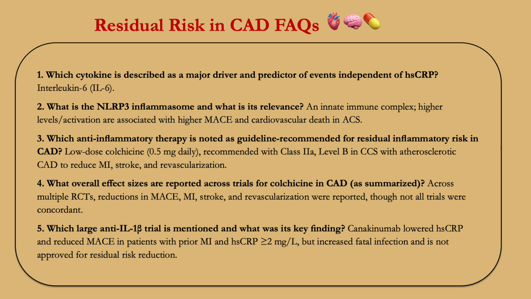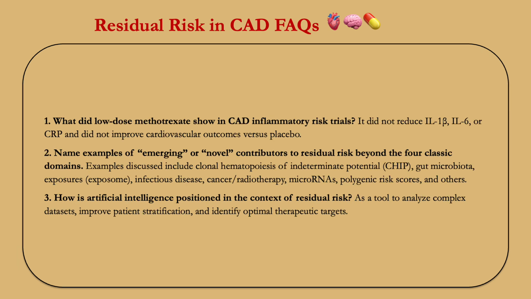Though not all trials were concordant, a large anti-IL-1 beta trial is mentioned. What is the key finding? Canakinumab lowered hsCRP and reduced MACE events in patients with prior MI and hsCRP equal to or greater than 2 milligrams per liter, but increased fatal infection and is not approved for residual risk reduction. What did low-dose methotrexate show in coronary artery disease inflammatory risk trials? It did not reduce IL-1 beta, IL-6, or CRP, and did not improve cardiovascular outcomes versus placebo.